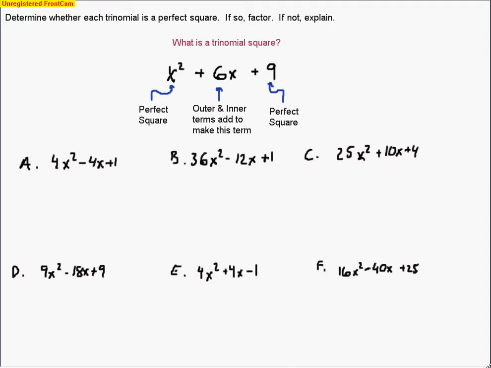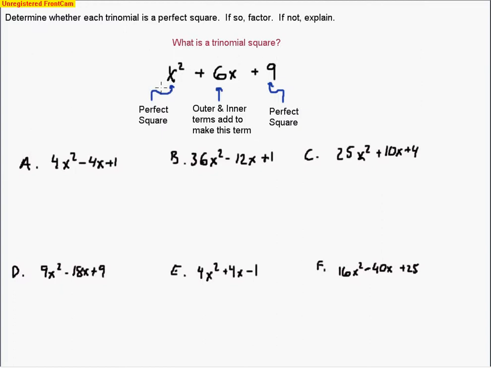Today we are going to look at some special case trinomials and how to factor them. What we're trying to do here is determine whether a trinomial is a perfect square, because if it is, it'll make it a lot easier to factor. If it is, we're going to go ahead and factor. If not, we will explain why it's not. So let's take a look at what a trinomial square is.